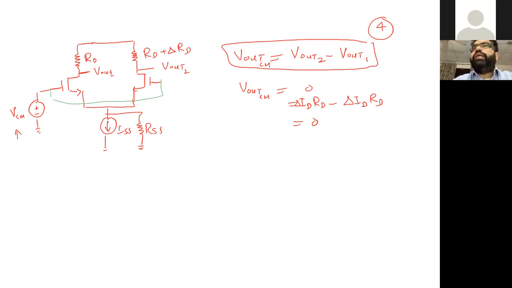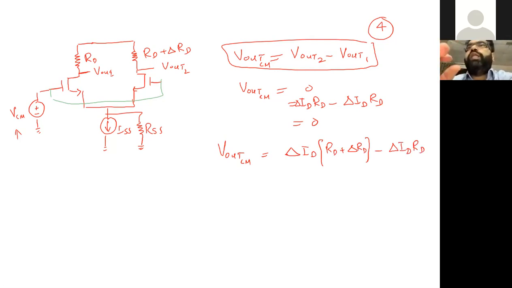Why? Because the RD we have has a delta RD with it. So now the new Vout common mode is equal to delta ID, the variation because of the variation in VCM, times RD plus delta RD, minus delta ID times RD. So what we were calling a benefit, that because of this delta RD variation the current remains the same, so we had no loss, rather we are having some disadvantage. Because of this, an output common mode value is coming which is not a desired value. Now we need to look into how we can get rid of it. So the value is delta ID times delta RD.